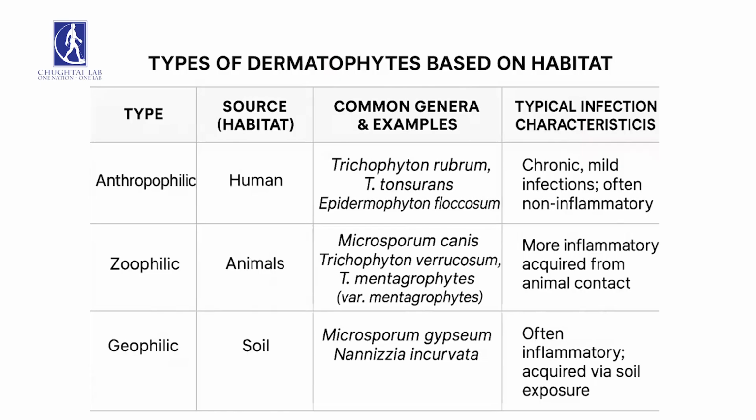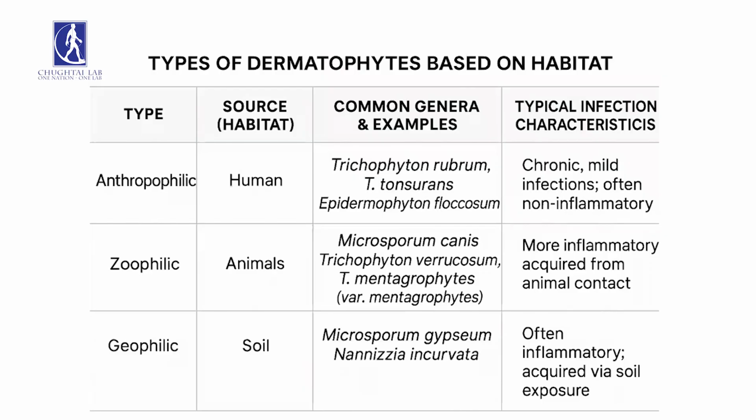Dermatophytes can be either anthropophilic, zoophilic, or geophilic. Anthropophilic fungi are only present in humans. There are no animal sources or environmental reservoirs. These include Trichophyton rubrum, Trichophyton tonsurans, and Epidermophyton floccosum. These fungi cause chronic and mild infections, and often there is no significant inflammatory reaction.